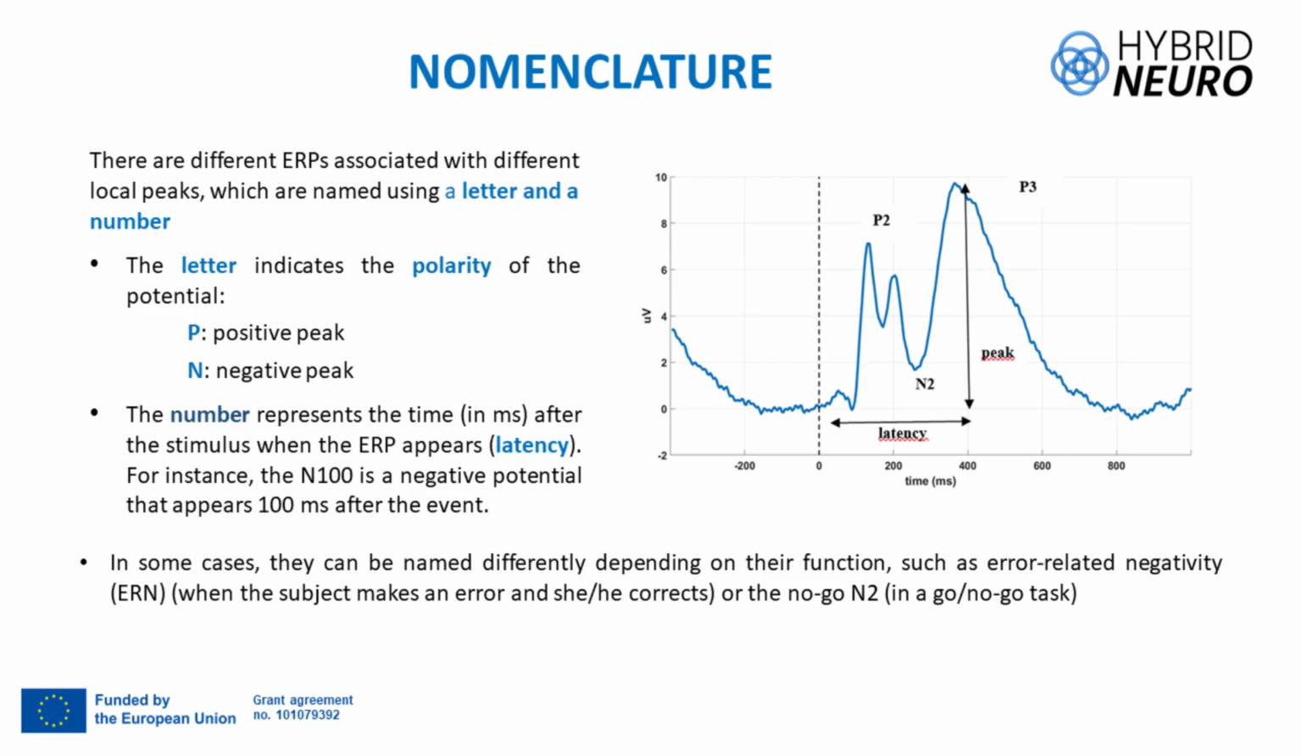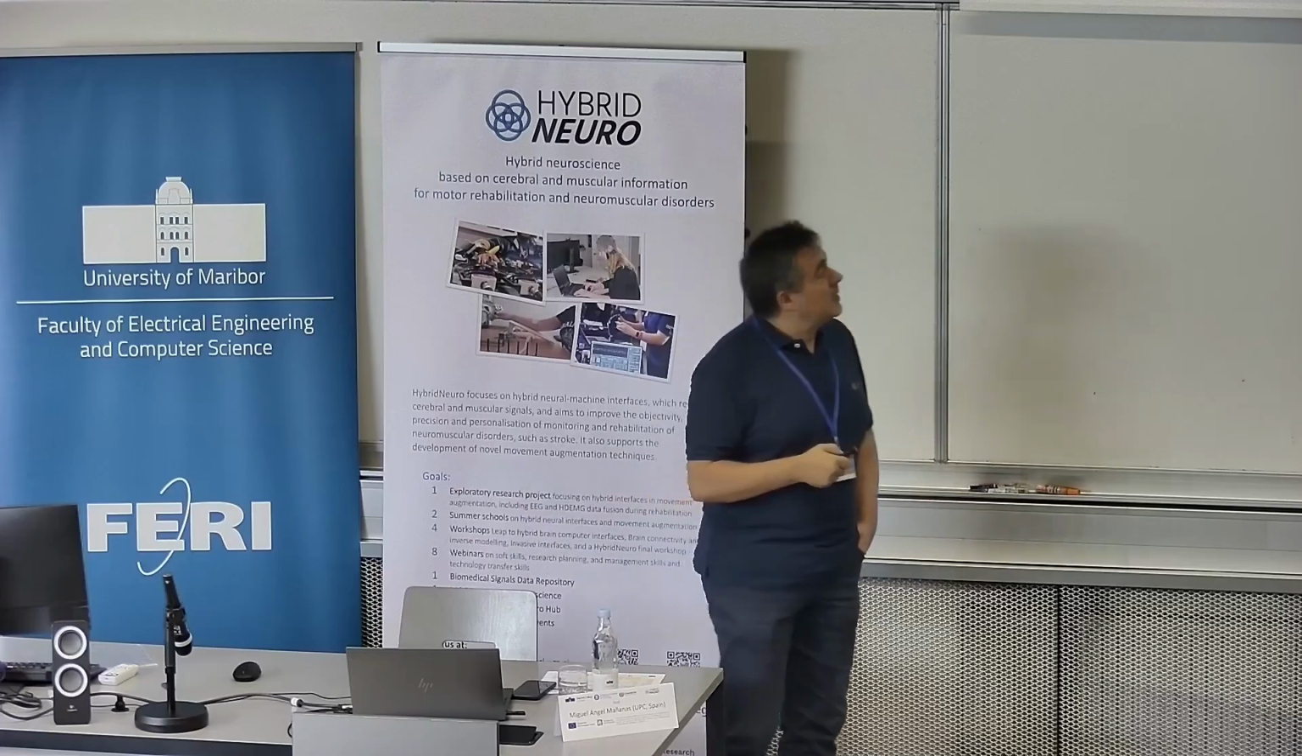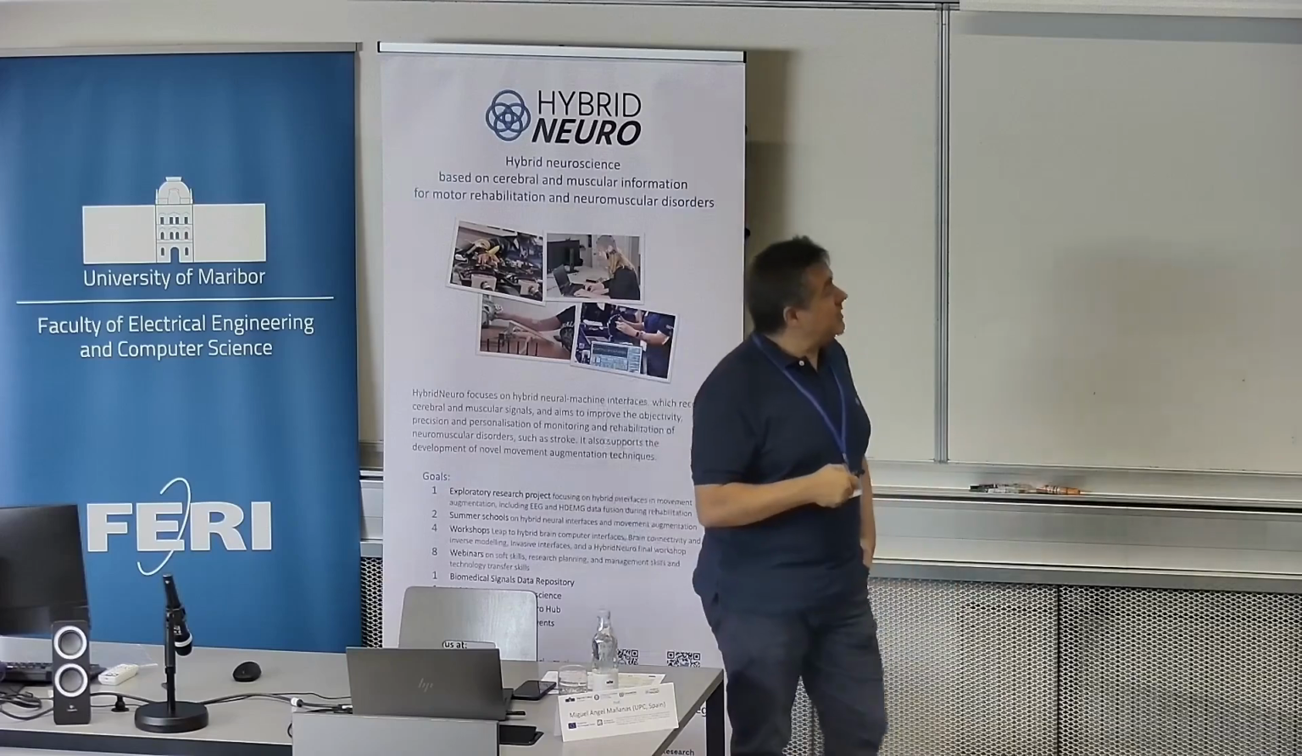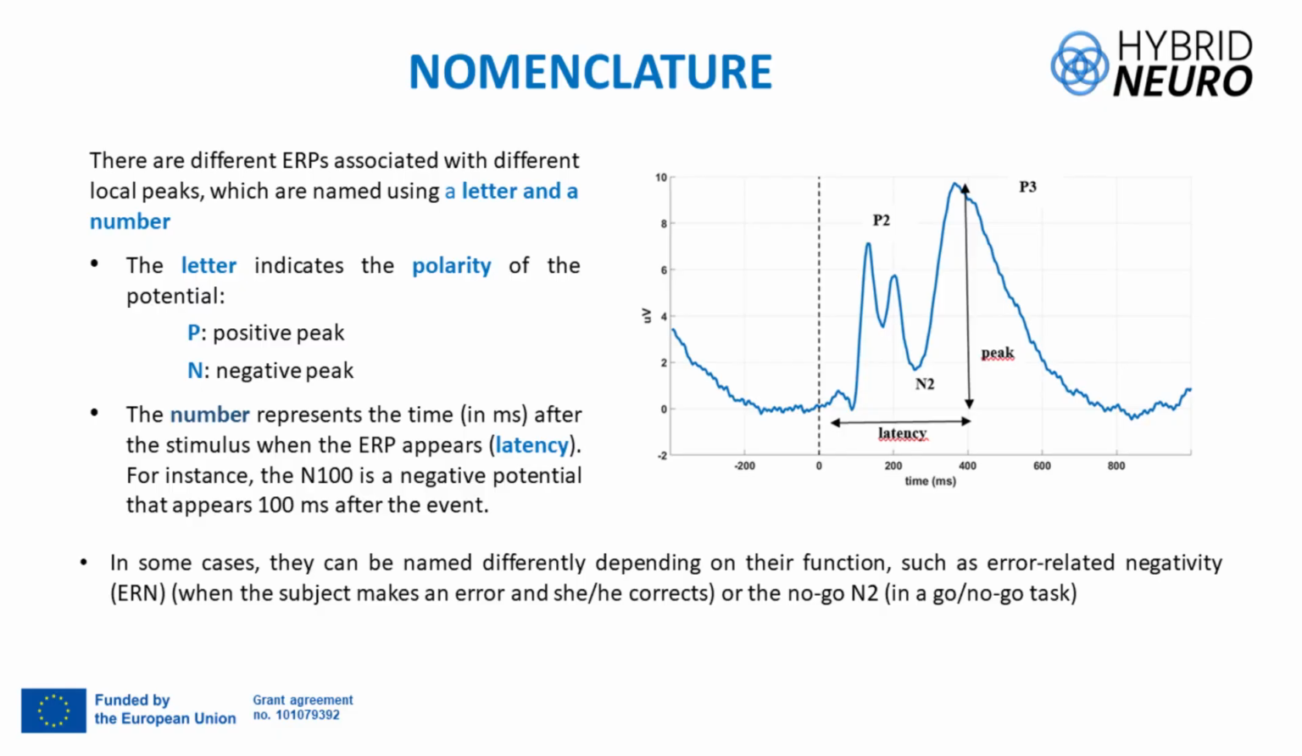So for these potentials, the first feature that we can calculate is the peak. For example, this is the P3. It's more or less after 300 milliseconds. This is a very well-known potential and very analyzed in many research studies. And the peak, and also the latency, which is the time after the stimulus at which the peak appears. Okay. There are other related potentials, for example, in the experiment, when the response is wrong. You realize that, okay, this is wrong, and very quickly you correct.